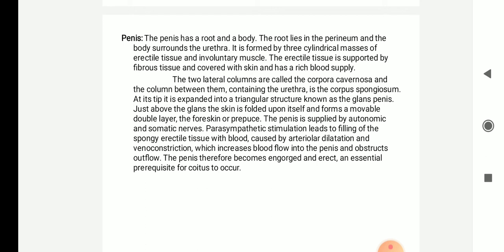The penis therefore becomes engorged in size and erect, an essential requisite for coitus to occur. Coitus means sexual intercourse.